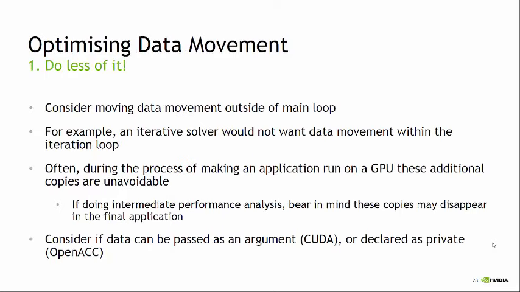So I'm going to go through each of those points in a bit more detail. How can we do less data movement? Well, the most obvious one is moving the data movement outside of the main loop. An iterative solver doesn't want to do data movement within the iteration loop. You want to do it outside of the iteration loop. Keep everything on the GPU as much as possible.